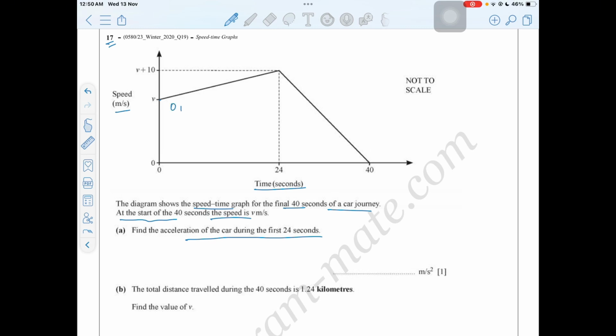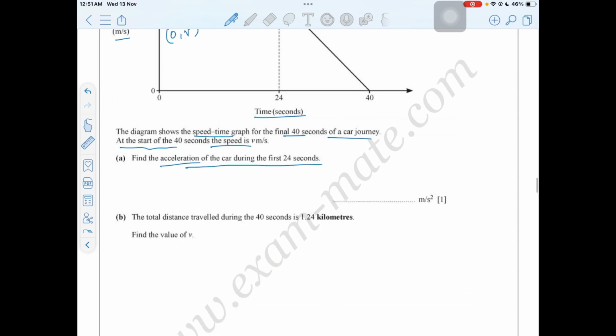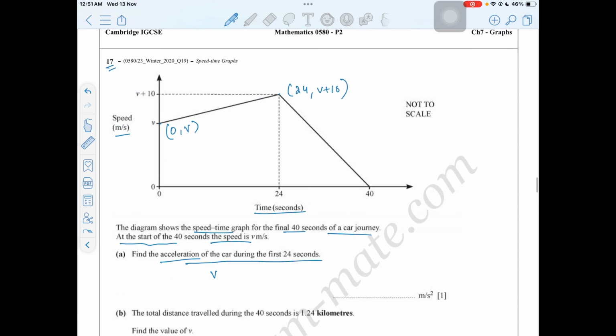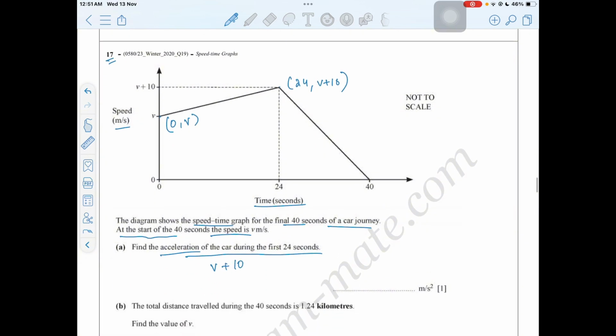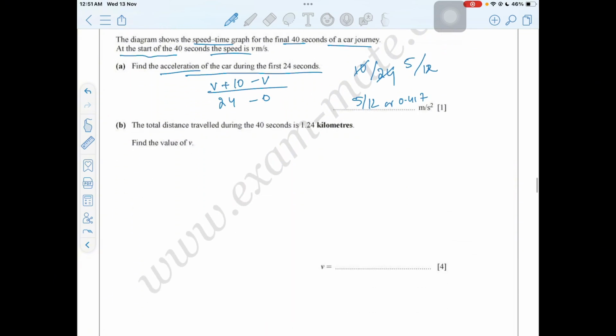So here we have 0 and v, and here we have 24 and v plus 10, right? So let's take the gradient for the acceleration. This would be v plus 10 minus v over 24 minus 0. So this would be 10 over 24, and this can be cancelled out. So this would be 5 over 12. You can simply write 5 over 12, or you can convert it to decimals, which is 0.417.